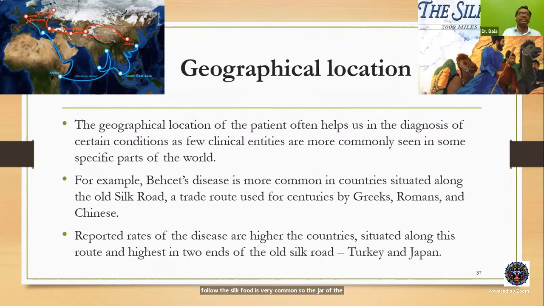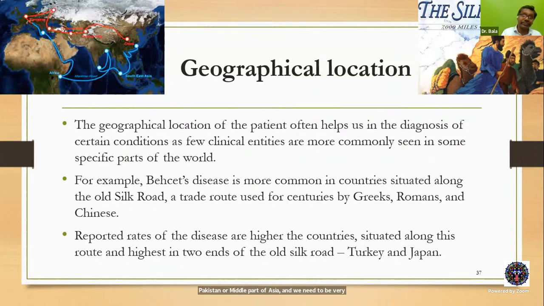As I said, for Behcet's there is an ancient silk route going across the continents, through Turkey, Japan, and so on, and there is a linkage for these haplotypes, the HLA associations. We know that B51 and B52 have a higher tendency or predisposition to develop Behcet's disease. And the geographic location is an important variable to diagnose the correct disease entity. Sometimes the patient could come from the Middle East, or their ancestors could come from Pakistan or the middle part of Asia, and we need to be very, very careful.